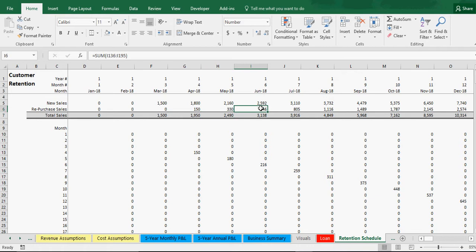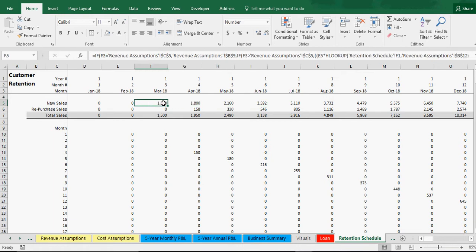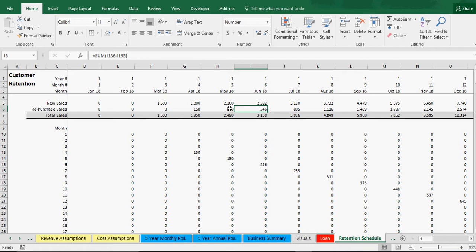And then you go on again. You've got June, so now in June you've got your new sales for June, and then you've got all the repurchases that happen from these customers, and these customers. So now we've got 546, which should be the 330 plus the 150 plus 10% of 2,160. You want to check my math or my logic, you can see it does work. There's the 216 from the 2,160 plus 330 plus 156.